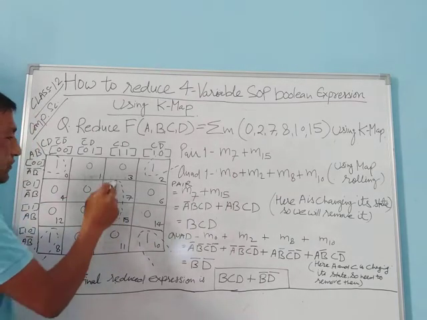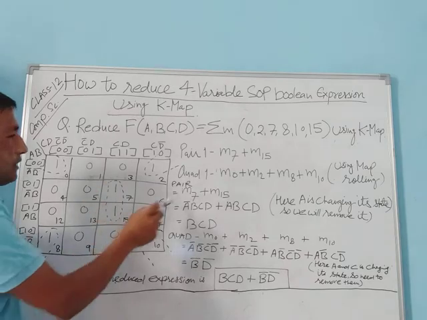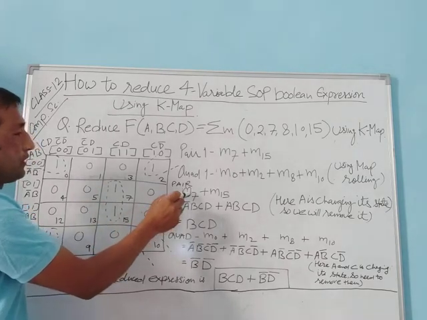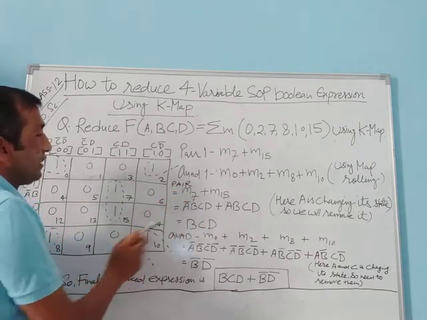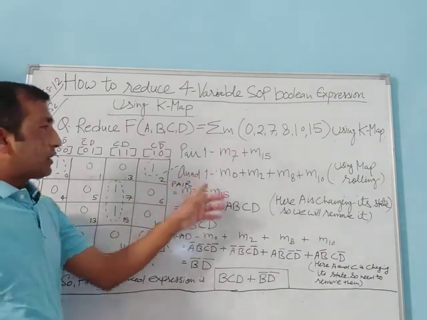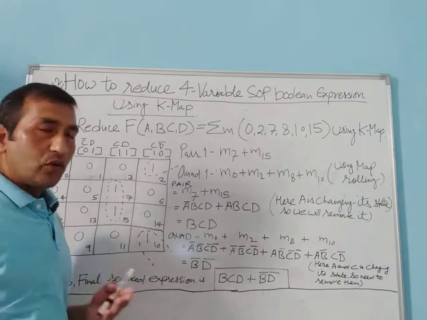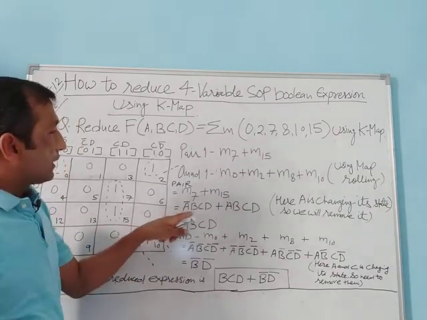Then 7 and 15 make a pair. That is why I have made one more pair, M7 plus M15. Now after that, have a look. We need to reduce it. For reducing, there are certain laws that we already know. So first we are looking at the pair.